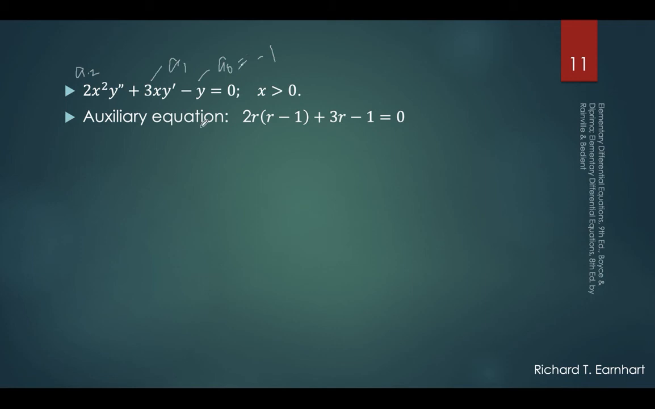Okay, and then we substitute in the auxiliary equation for the initial equation. This is your A sub 2, so we just substitute 2 here. Your A1 is 3, so substitute, and then this is plus A sub 0, which is negative 1.